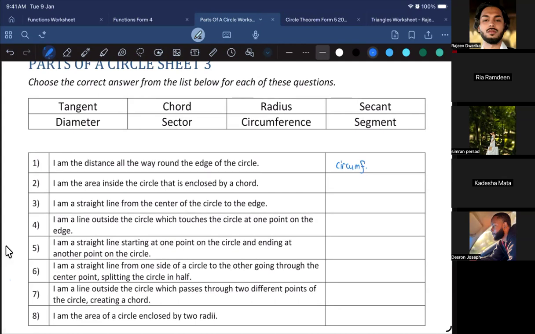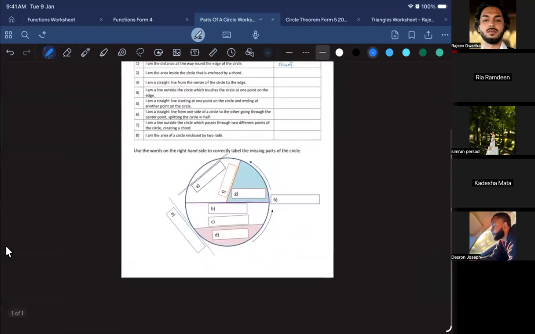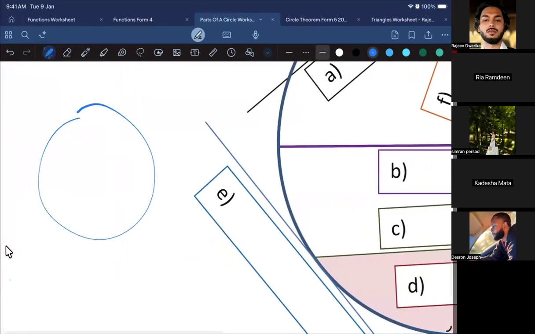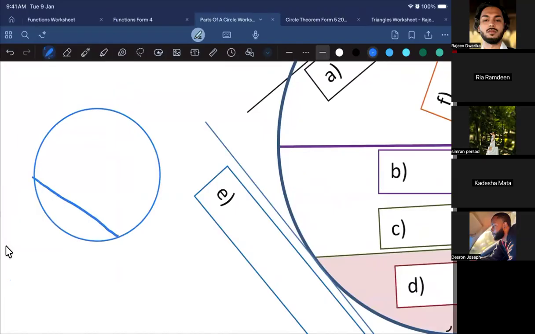Ria, I am the area inside the circle that is enclosed by a chord. Do you know what a chord is? If I were to draw a circle and connect two points, that's a chord. But you have to be able to distinguish between a chord and a diameter. This is a diameter. I wouldn't call that a chord. So a chord is a line connecting two points, but it does not pass through the center.